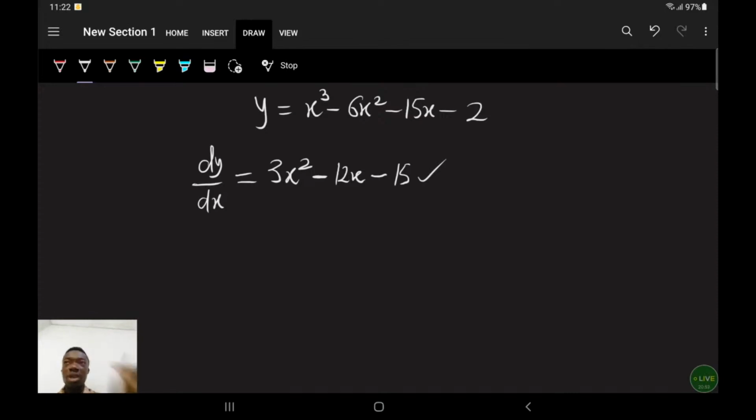Once you have your first differential, the next thing is to find the value of x at the first differential. At the turning point, dy over dx is equal to 0, because at that point the curve is no longer moving. The curve remains motionless, doesn't move anymore, it just stopped there. I hope that is clear.